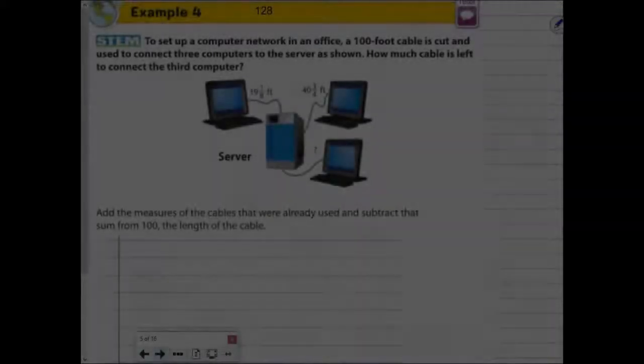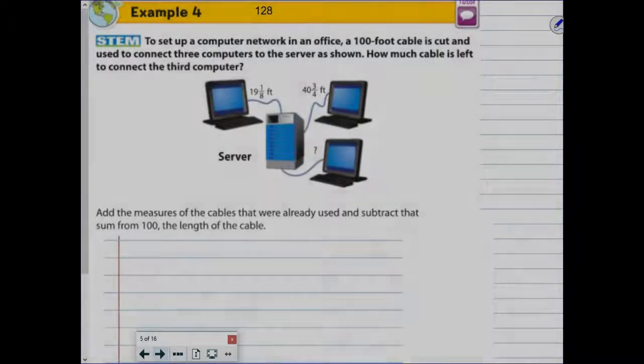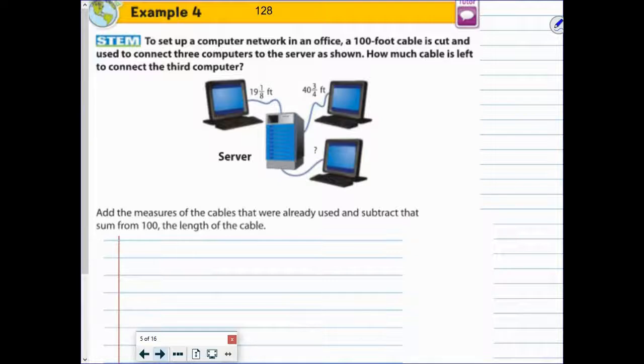Our final example is a word problem. It says here, to set up a computer network in an office, a 100-foot cable is cut and used to connect 3 computers to the server as shown. How much cable is left to connect the 3rd computer? So it says add the measures of the cables that were already used and then subtract that sum from 100, the length of the cable.